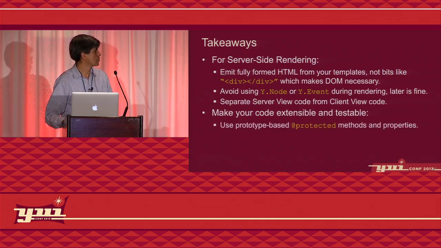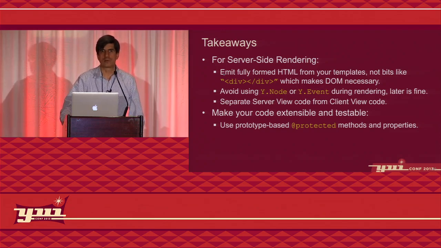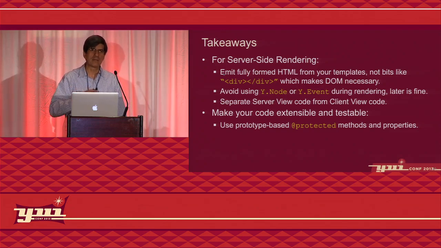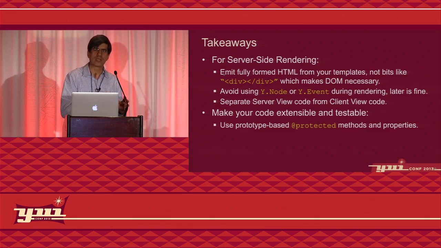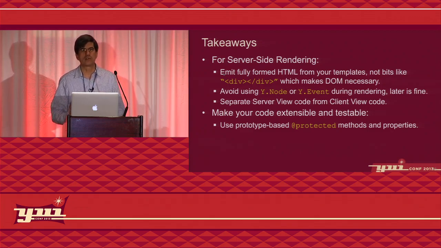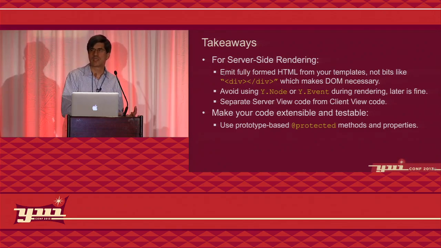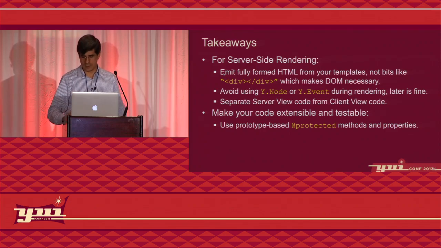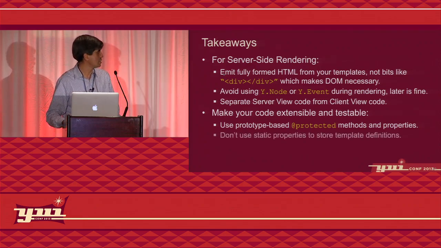So use prototype-based protected methods and properties. This is always a struggle. You want to have privates that are really privates in a closure and all that, but that makes it hard to test and it makes it super hard to extend. We have found that as long as you clearly document that your code is protected, which is meant to be extended by subclasses, it should be perfectly fine, and it's easy to extend in that situation.